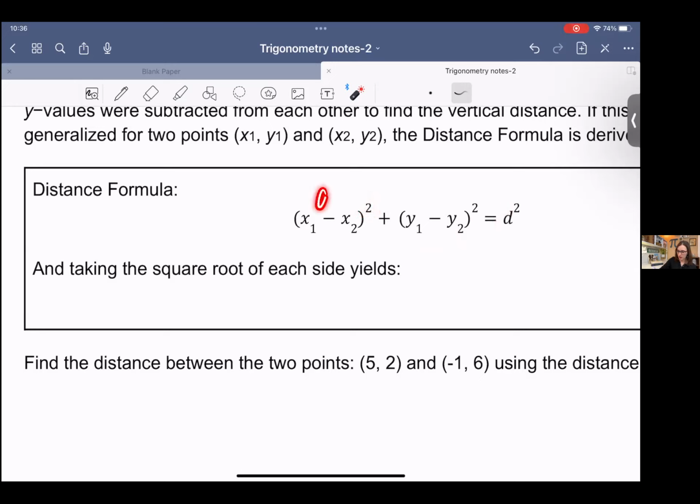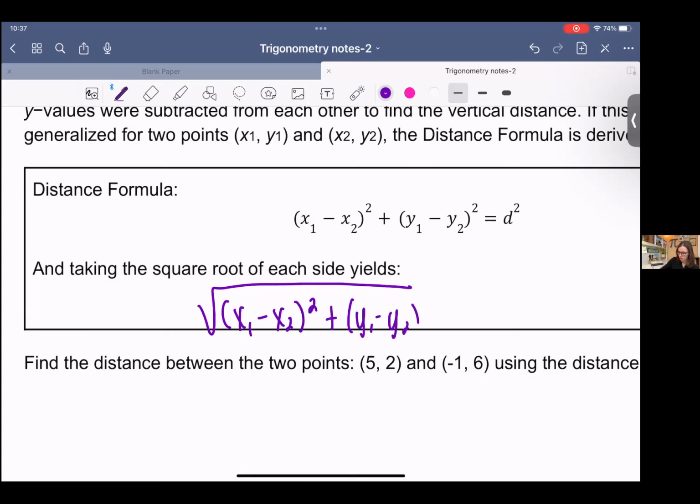So this looks like a squared plus b squared equals c squared. And then if you were to take the square root of both sides, you would end up with the square root. This is a long one. Oops. Oh my goodness. The square root of x1 minus x2 squared plus y1 minus y2 squared equals d.